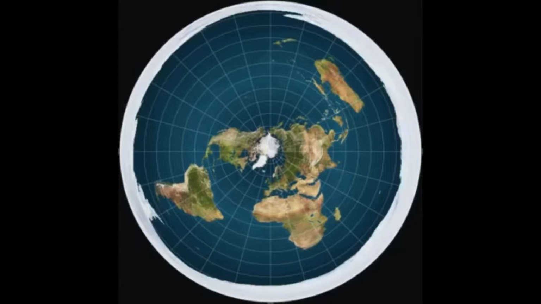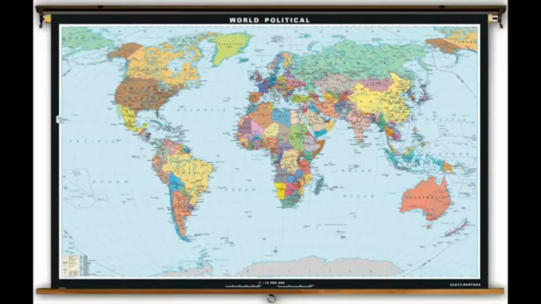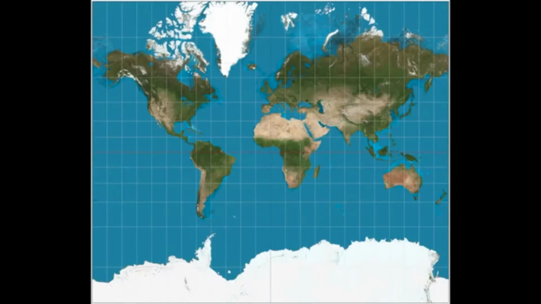Yet when we go to public school, they use all these terrible maps. They use this one, they use the Mercator projection, which has all the continents in the wrong place and the wrong size relative to each other. If you tried to use this map to navigate, you would never get to where you were going. Okay?